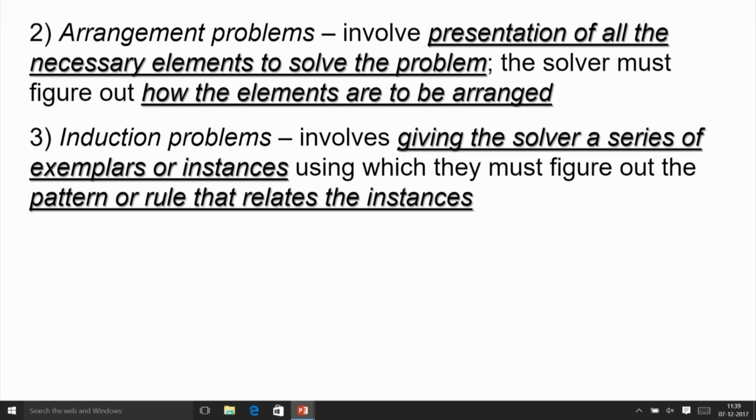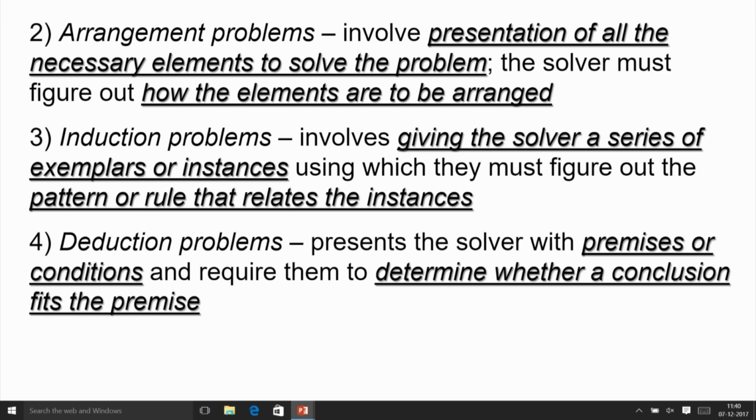So, you have a number of instances given to you, and now you have to find the pattern through which these instances are connected, and once you understand this rule, you will be able to find the final solution. So, in an induction problem, certain exemplars or instances are given to you, you have to find the rule of how they are connected, and this rule will actually give you the final solution of how to reach from the initial state to the final state.